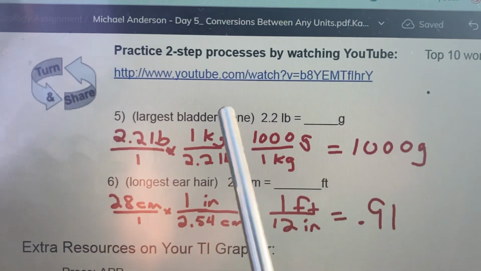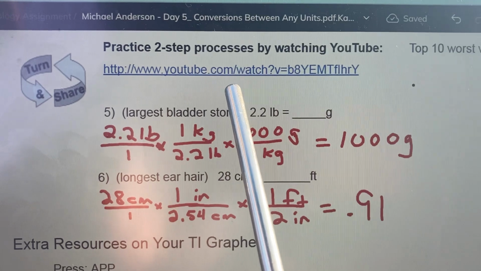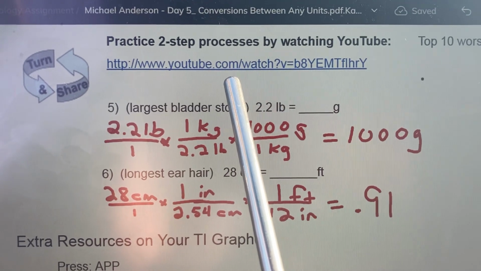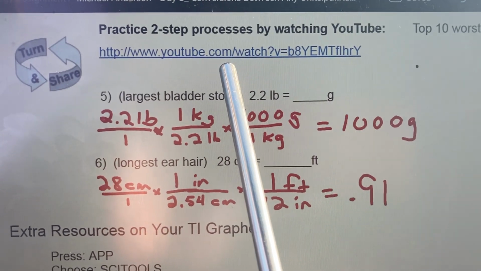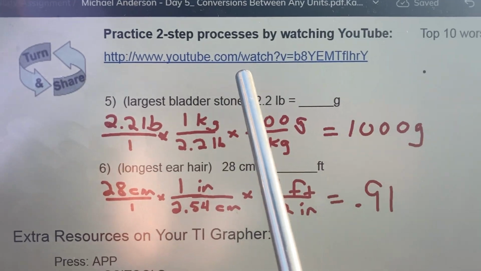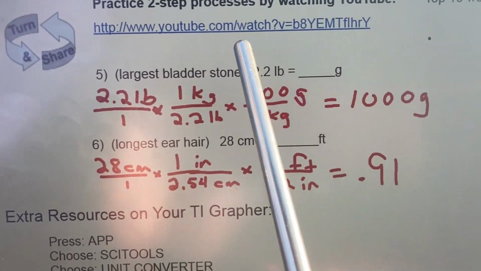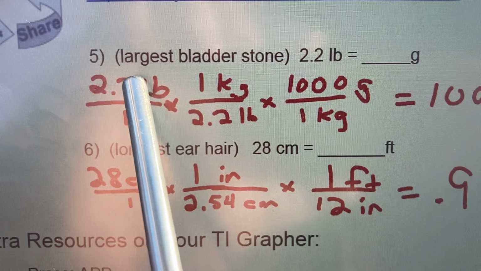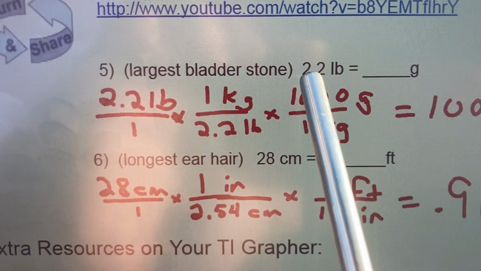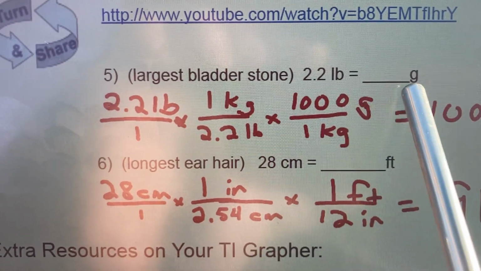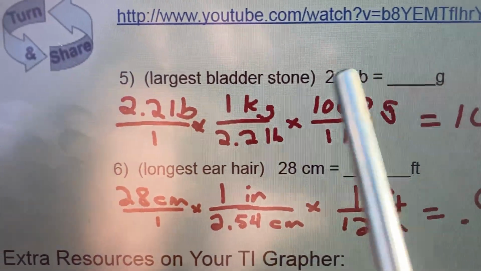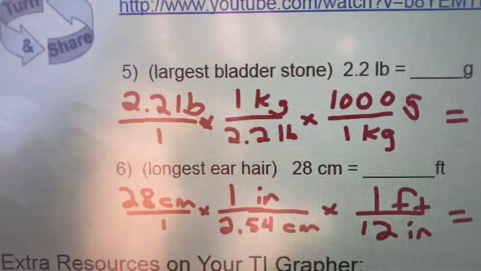The video here, if you want, has a whole bunch of world records on some really weird things, and we're going to do conversions with some of these weird things. The world's largest bladder stone was 2.2 pounds. How many grams was that? So you can see that this is going to be a two-step problem.